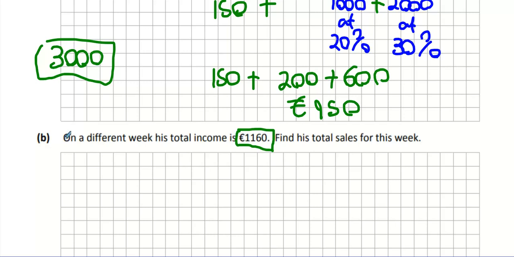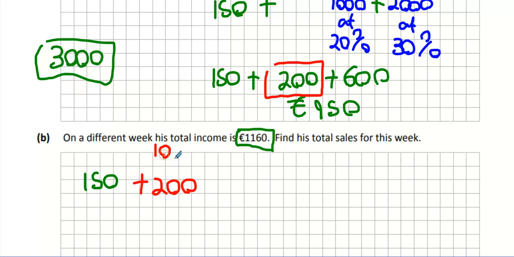Okay, so here's the way I'm going to do this. I still think it's going to be 150. Agreed? I still think he's going to make 200 from the first €1,000 of sales. So is everybody happy that this €200 is from his first €1,000 of sales? When we add the two of them together, we're going to get €350. Anything he made above this was at the rate of 30%. So we get 1160 and we take away 350.